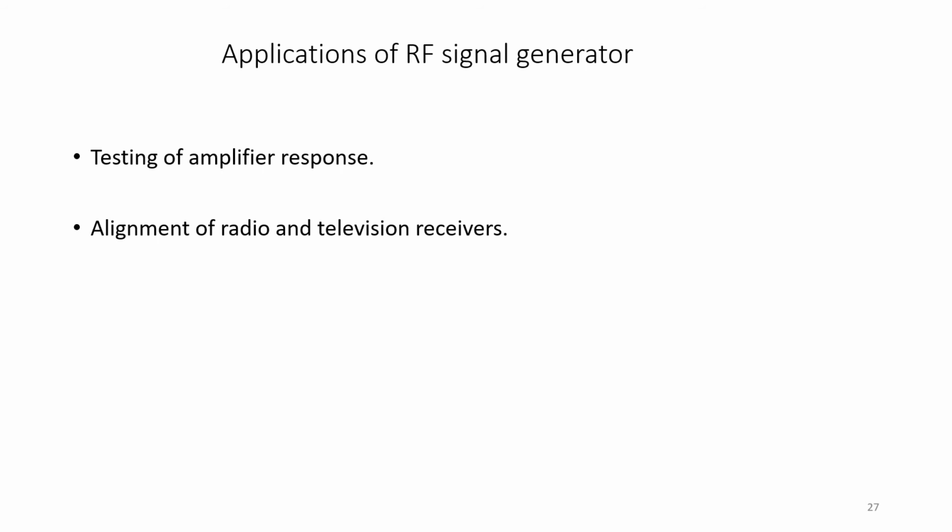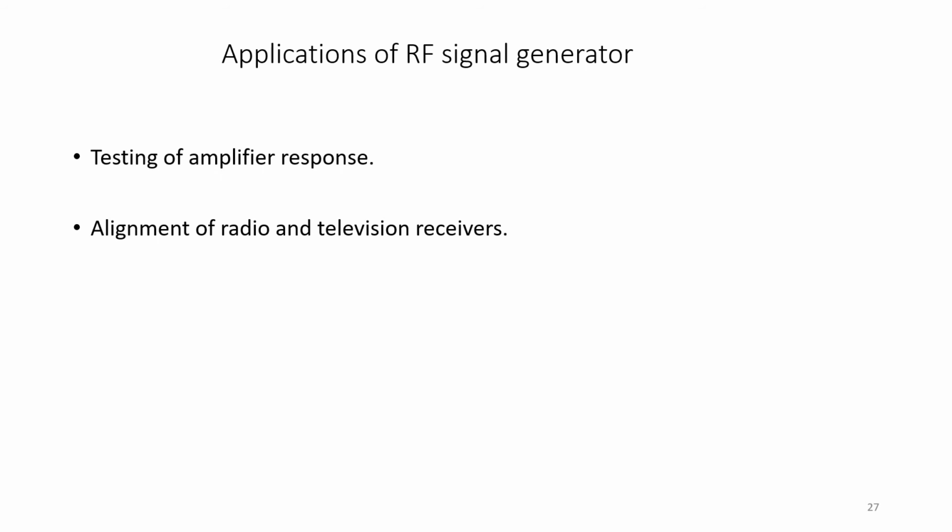You can adjust amplifier response. You can align radio and TV receivers. So troubleshooting and repairing electronic devices, checking and testing various lab experiments, and generation of AM/FM waves for testing the communication receivers. It is used for the measurement of gain of each stage at RF frequency. It can also be used to determine the distortion characteristics of an amplifier.